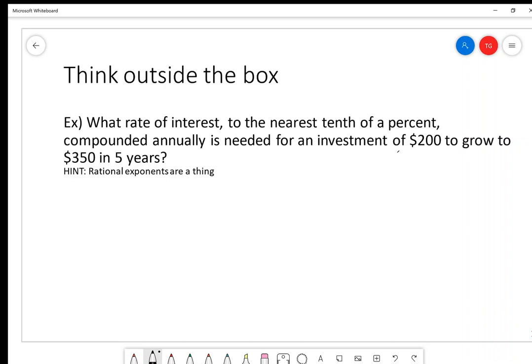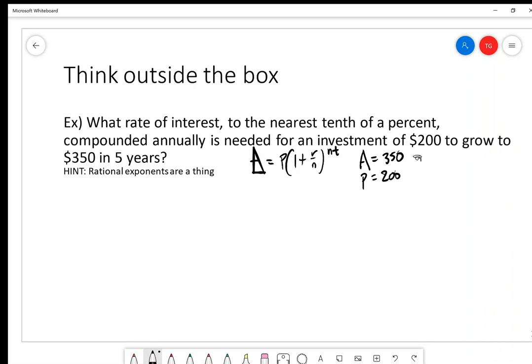As soon as we see the compound interest thing, we know that we're going to be using this equation: A is equal to P times (1 plus R divided by N) to the NT power. Don't know what happened to the A there, that's a little weird. But for this problem, I know that A is equal to 350. That's what I want to get at the end. P is 200.